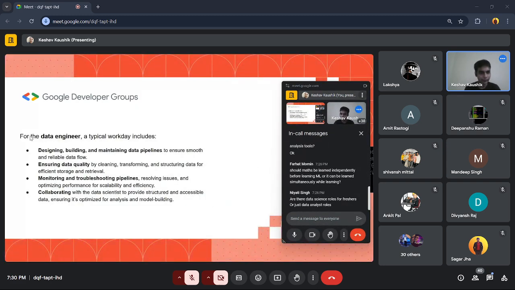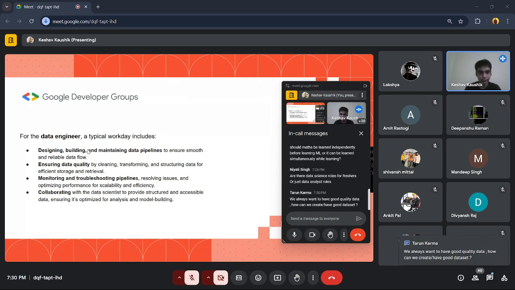For a data engineer, a typical workday includes designing, building, and maintaining data pipelines, ensuring data quality by cleaning, transforming, and structuring data for efficient storage and retrieval, and monitoring and troubleshooting pipelines. Basically, data engineers get the data from the source, do some transformation, and feed it to the data scientists or data analysts. And last but not least, collaborating. If you're working in big data, you should know how to talk to other teams because you guys work together basically. You three are a unit.